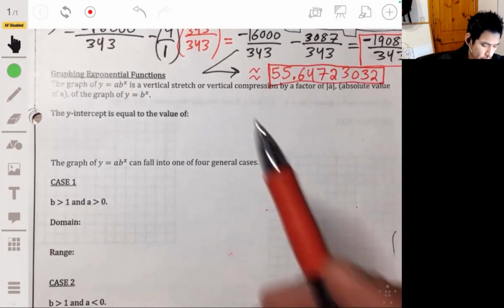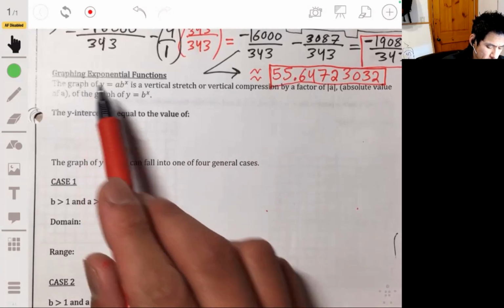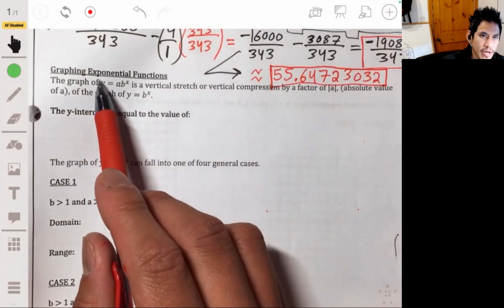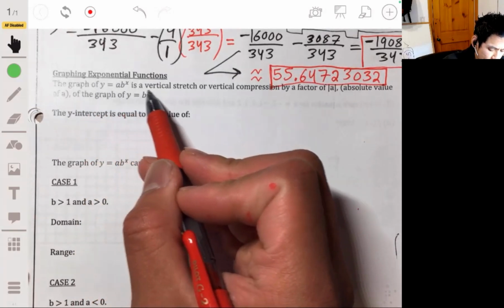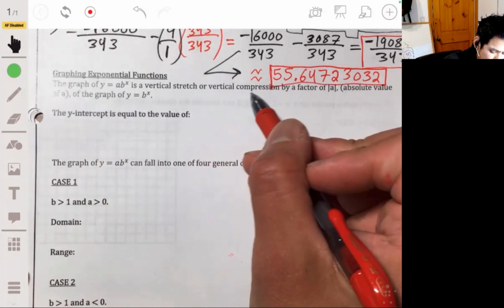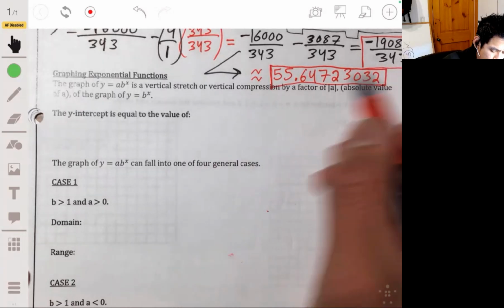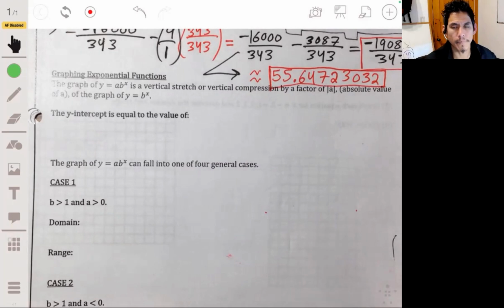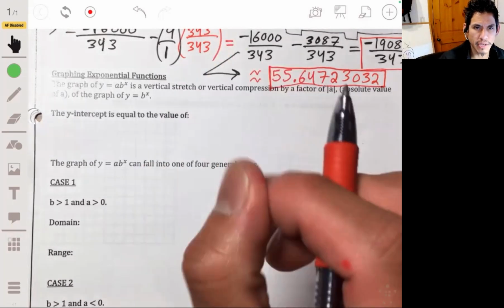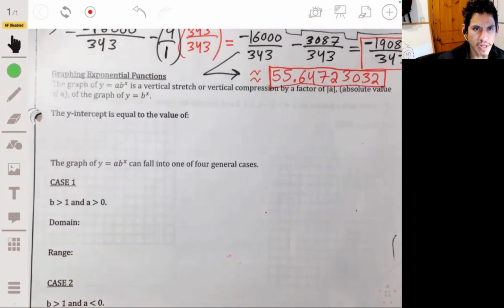So let's get going. So we have this definition that talks about the graph of an exponential. So let me read it. The graph of y equals a times b to the x is a vertical stretch or vertical compression by a factor of the absolute value of a. It's the graph of y equals b to the x. Now, don't worry too much if you're a little like, what the heck does that mean?